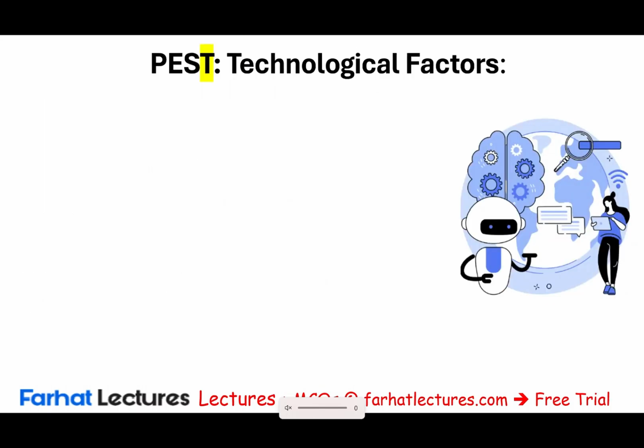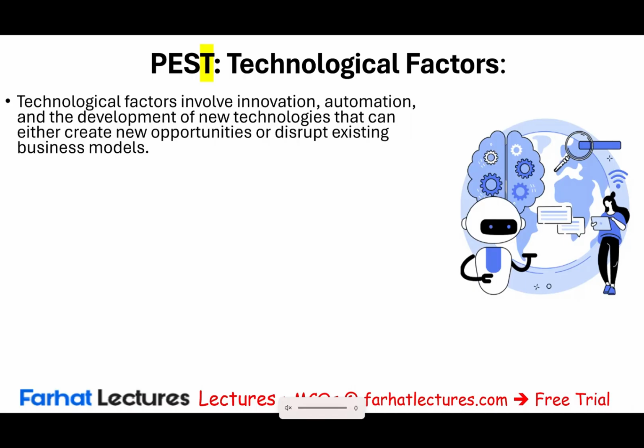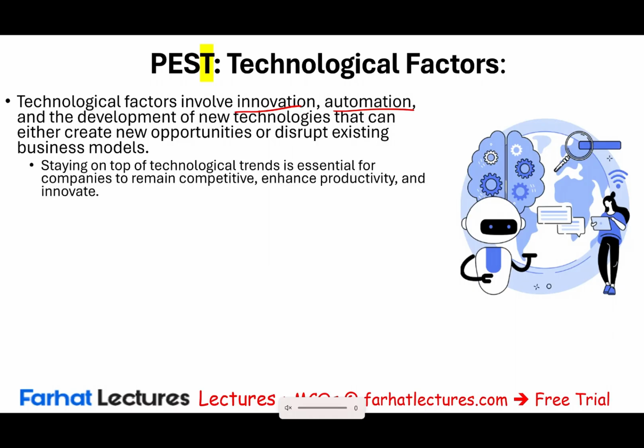Technological factors, T in PEST. The technological factor involves innovation, automation, the development of new technology that can either create new opportunities or disrupt existing business models. You have to study those. Staying on top of technological trends is important for companies to remain competitive. Otherwise, someone will do a better job and put them out of business. To enhance productivity, they have to keep on technological improvement and updates, and they need to innovate constantly.